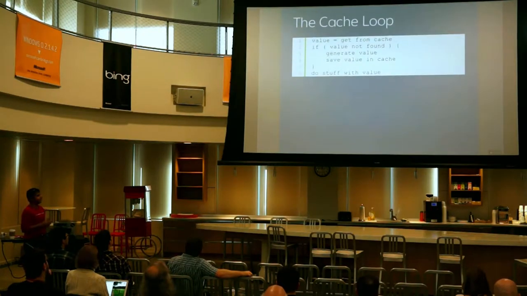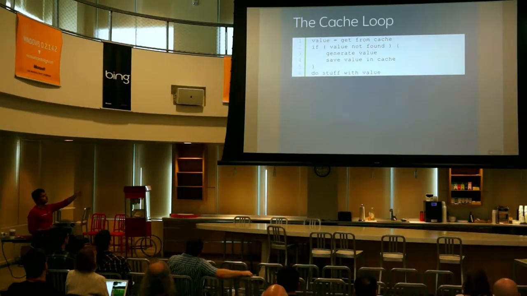If you understand things better in code, here's some pseudocode to give you a better concept of it. Step one, obviously, get the value from the cache. Then we do a conditional check to see, was the value found? If it wasn't, generate the value and then store it. And at that point, we can do whatever we want. Does that make sense?